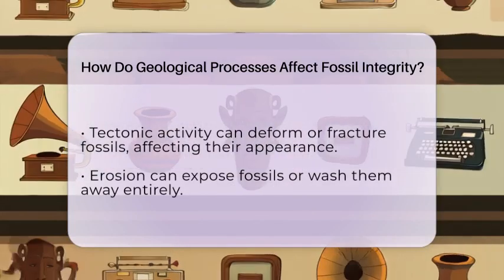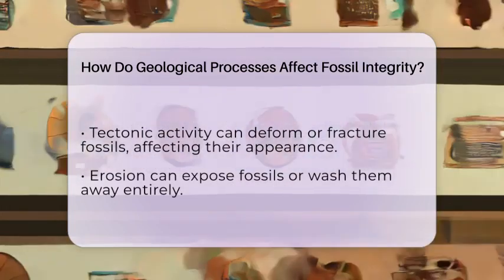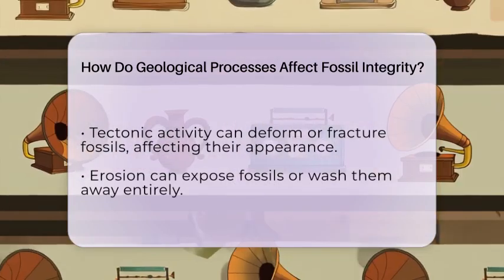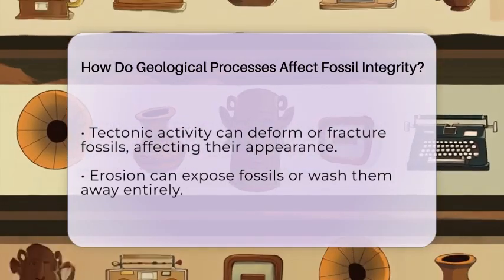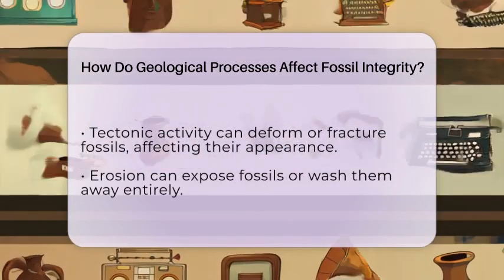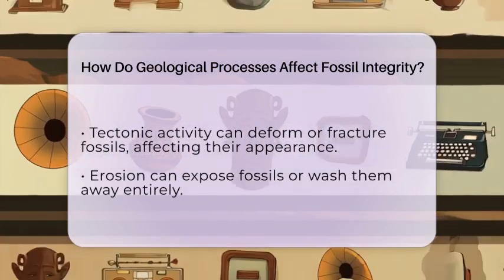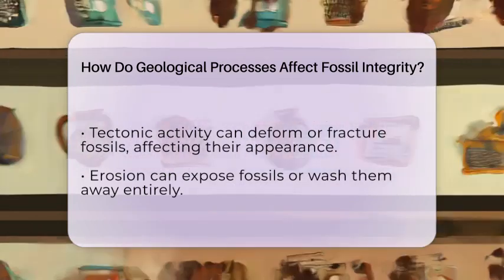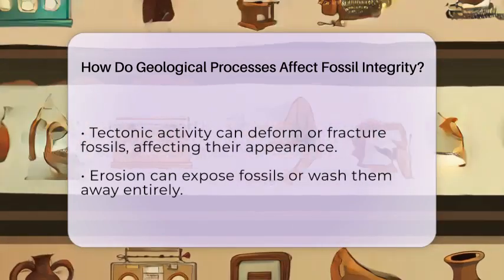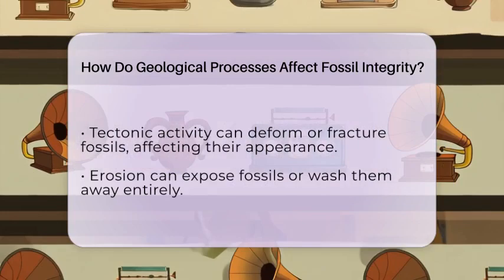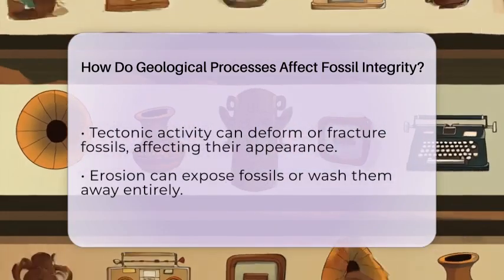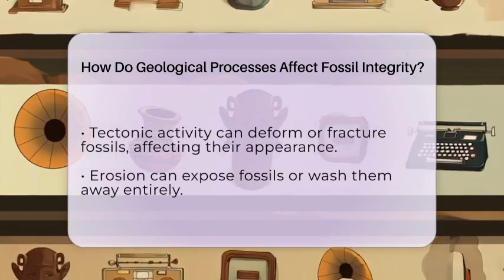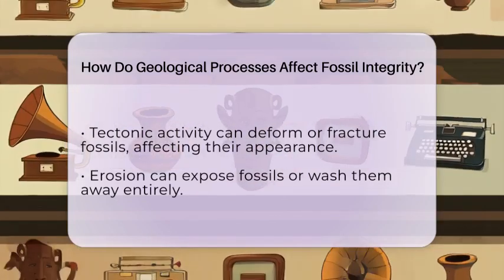Tectonic activity can deform or fracture fossils, sometimes turning them into jagged pieces. Erosion can expose fossils at the surface or wash them away entirely. Sediment compaction over millions of years can squeeze and distort the shape of fossils, sometimes causing chemical changes that break down organic parts. Volcanic eruptions deposit ash layers that quickly bury organisms, which helps preserve them and provides a way to date the fossils using the ash layers.